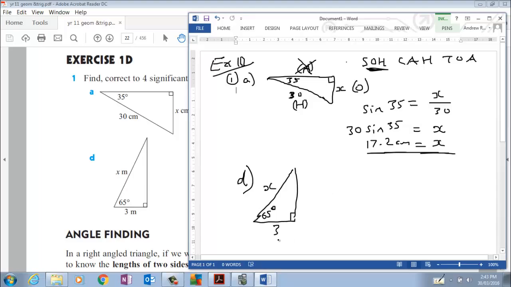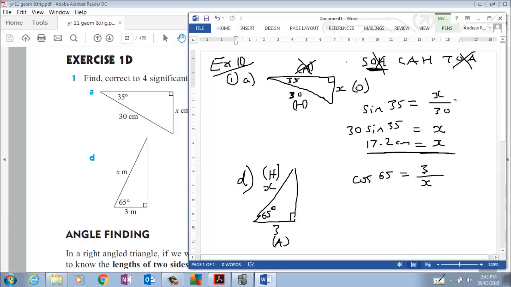Now because we've got the adjacent side, we've got the hypotenuse side, we don't have the opposite. That means we can't use sine, we can't use tan because they have opposite in them. We're going to use cos. So cos of 65 equals adjacent, which is 3, divided by hypotenuse, which is x.